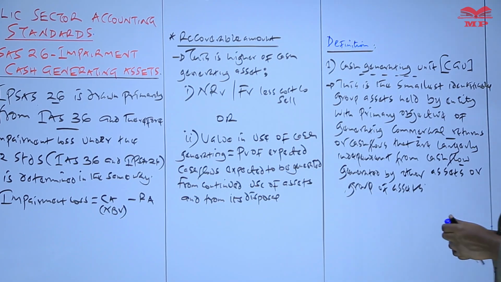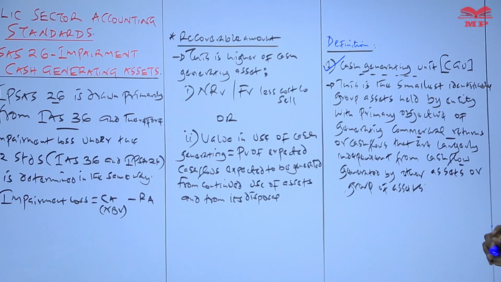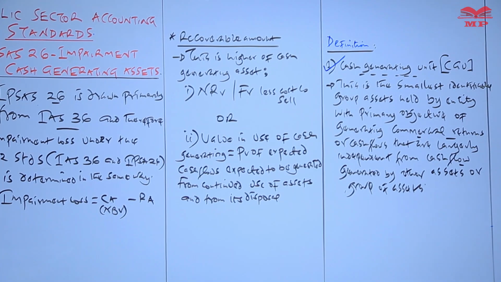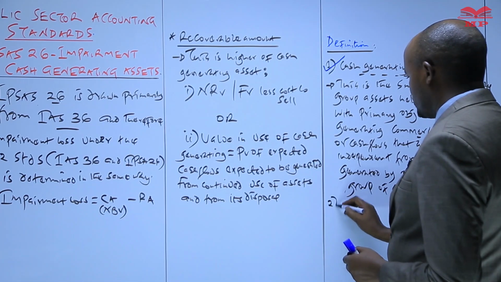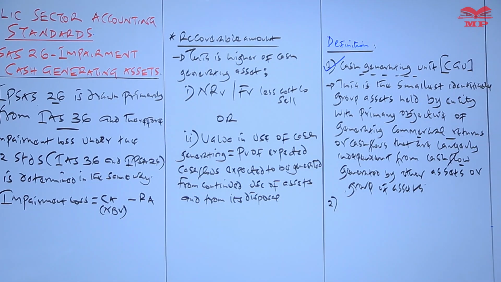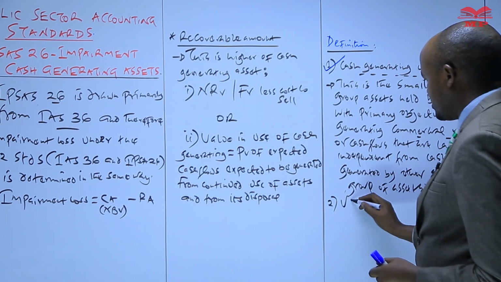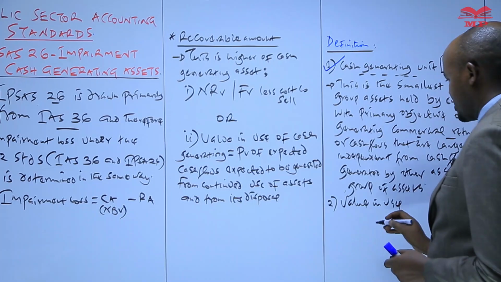So that is how we define a cash generating unit. A group of assets which are held with a primary objective of generating cash flows, which are independent from cash flows which will be generated by other assets. So the other term we also need to define here is, maybe we can define the value in use, although I think we have briefly mentioned that here.